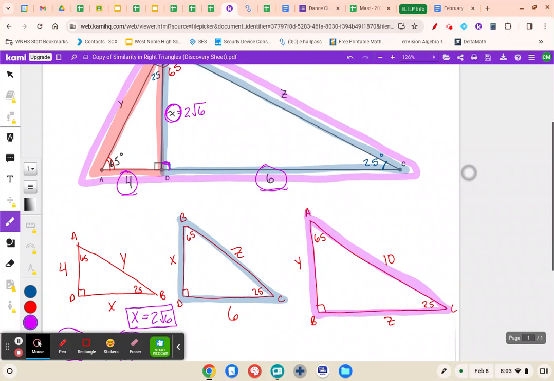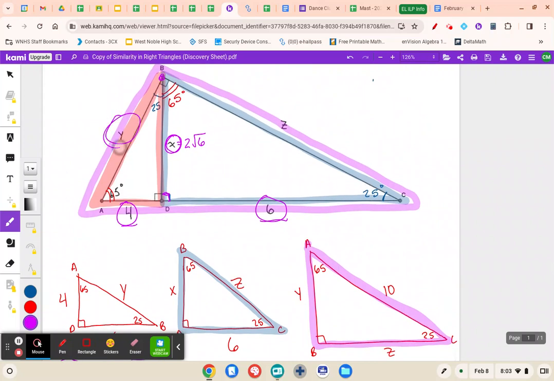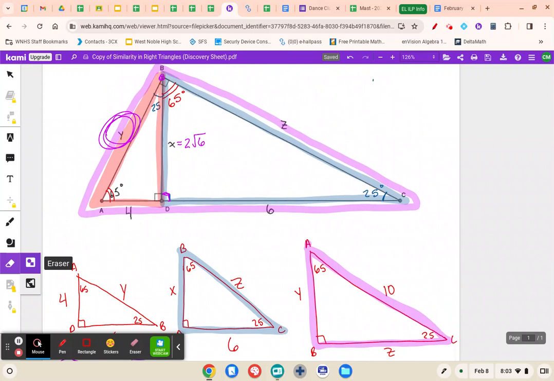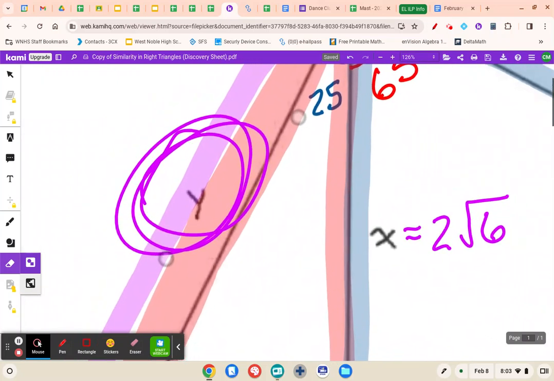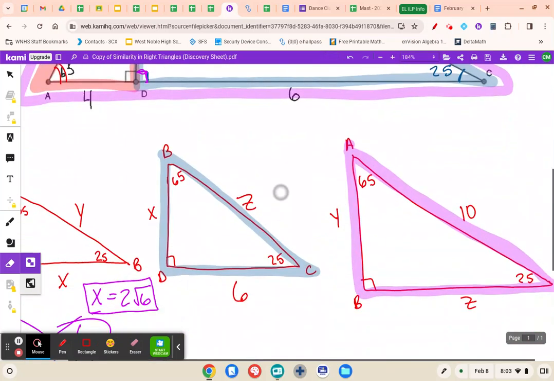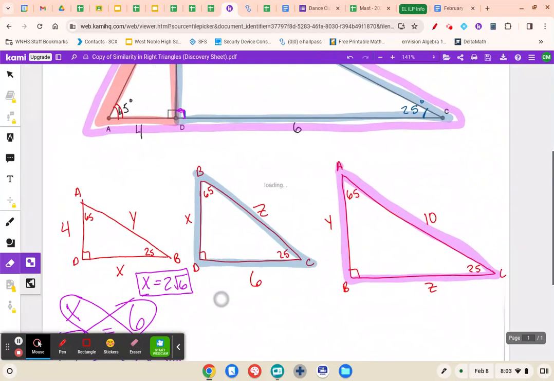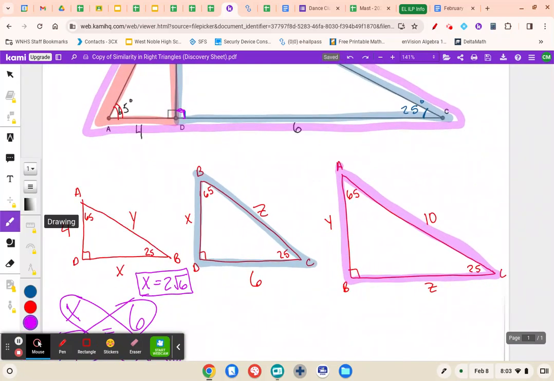So now, solving for y is different. It is shared. Y'all notice that it's part of both the red and purple triangles. It's got both highlighting. So we are looking at the red and purple triangles. We have y is the hypotenuse in this triangle, and y is the short leg in this triangle. I know it's the short leg because it's across from the smallest angle, if you're wondering.